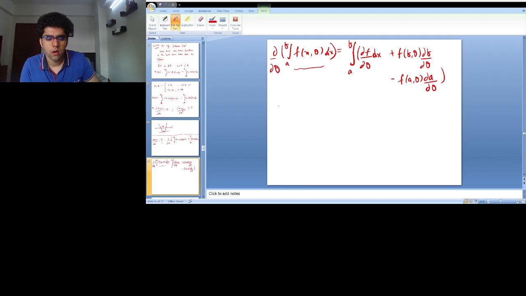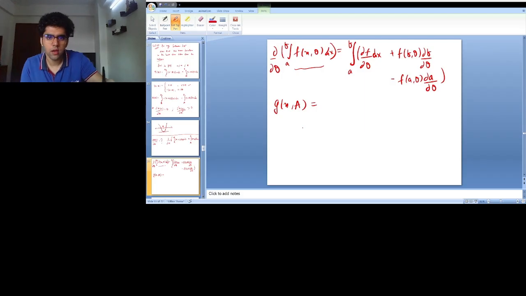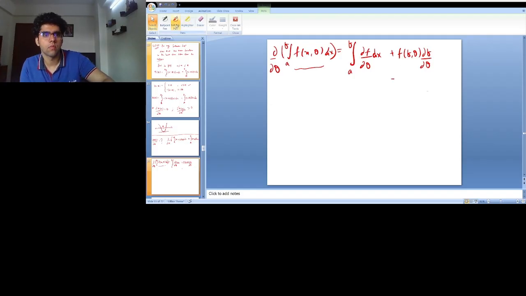So let's define a function g(x, a), right? So g(x, a) is, in our case, the value of the first integral here, a minus x f(x) dx, right? So firstly let me show you. Wait, this is our formula.